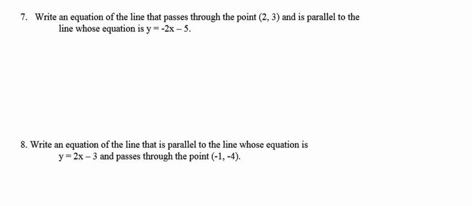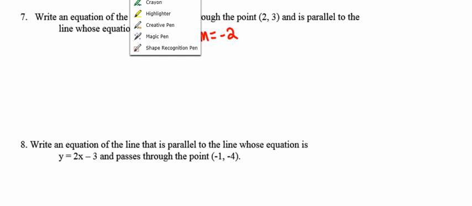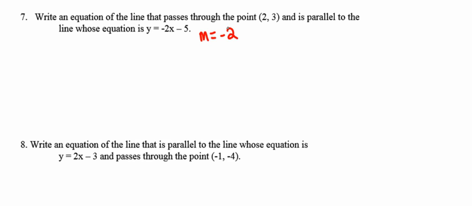Number 7 wants us to write an equation of the line passing through the point whose coordinates are (2, 3) and parallel to the line y equals negative 2x minus 5. So in this particular case, I know that I want my slope to be negative 2. I want it to match up with this guy over here. I know that I want my line to pass through this point. So I've got a point and I've got the slope. I'm going to use the point-slope form of an equation.